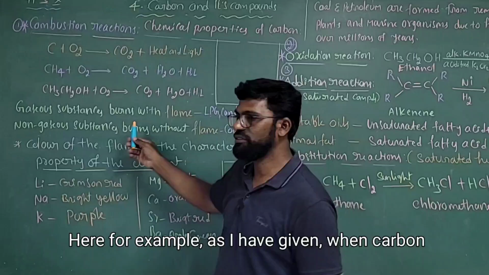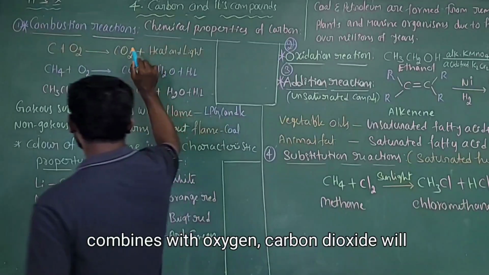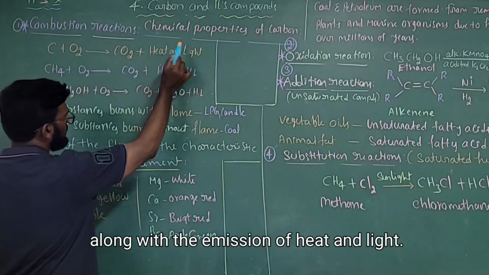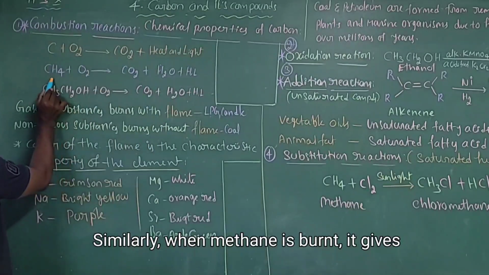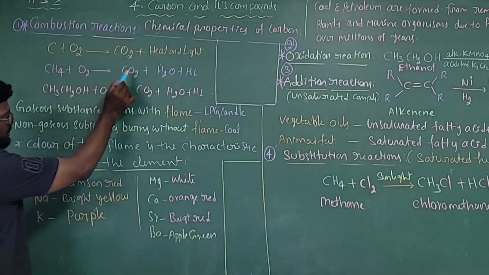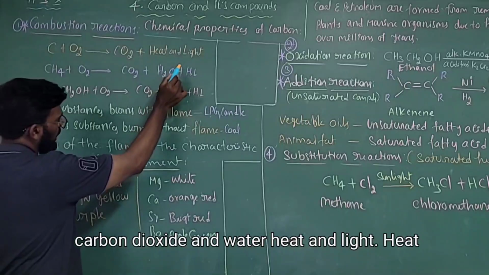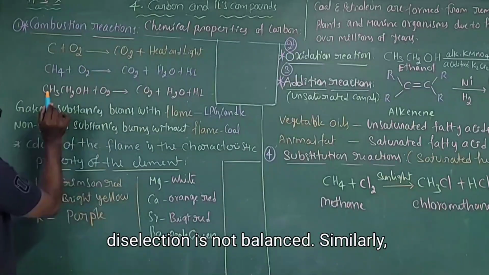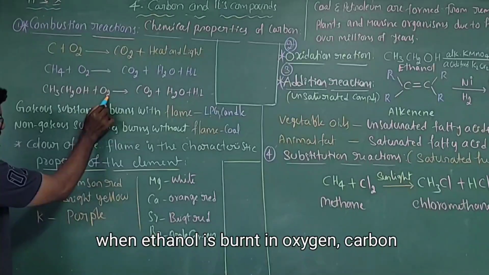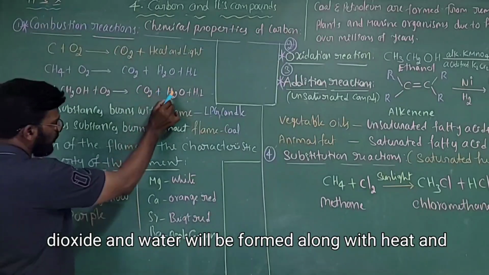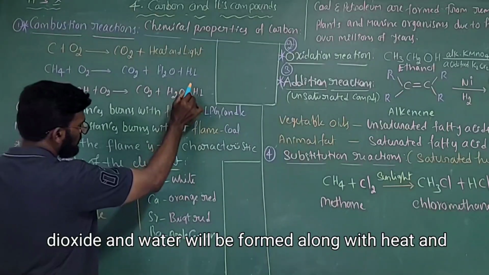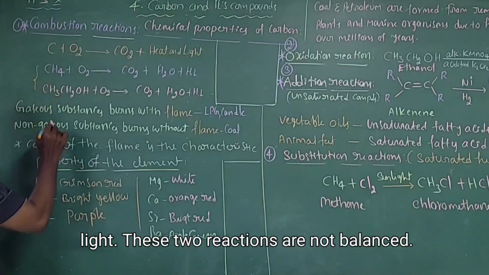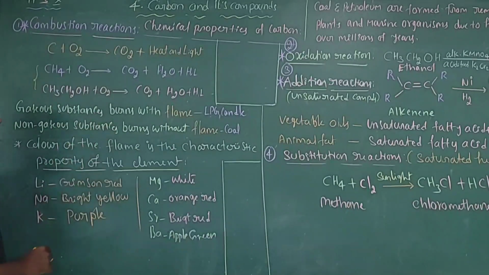Here a few examples I have given. When carbon combines with oxygen, carbon dioxide will be formed along with the emission of heat and light. Similarly, when methane is burnt, it gives carbon dioxide and water, heat and light. Here this reaction is not balanced. Similarly, when ethanol is burnt in oxygen, carbon dioxide and water will be formed along with heat and light. These two reactions are not balanced. Let's see how to balance these reactions.